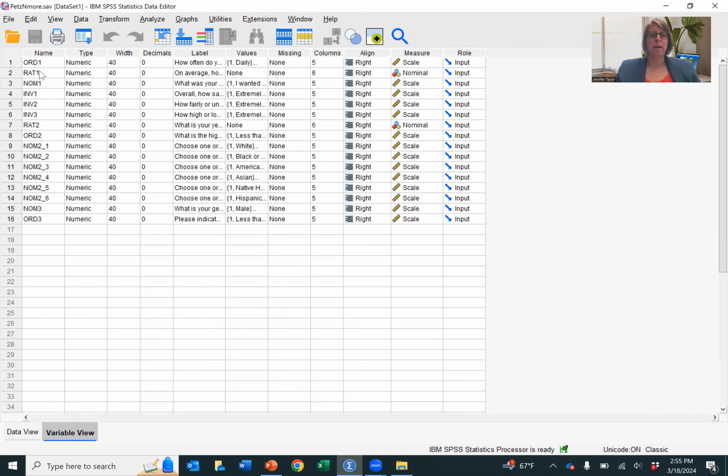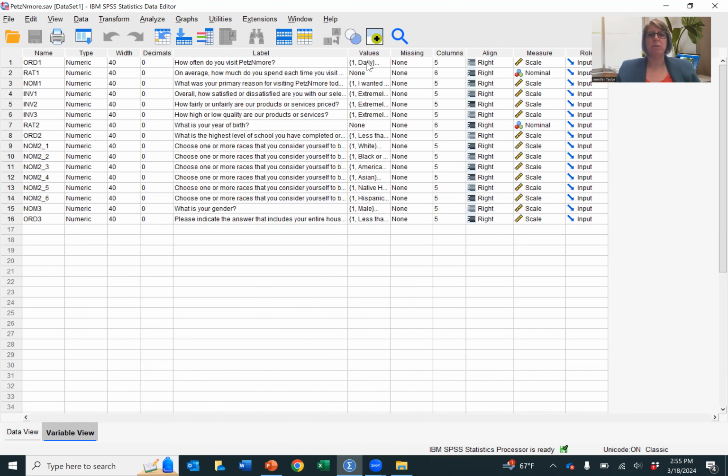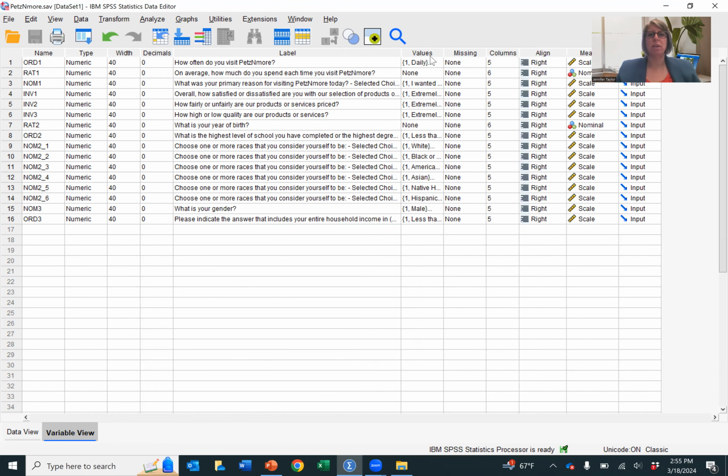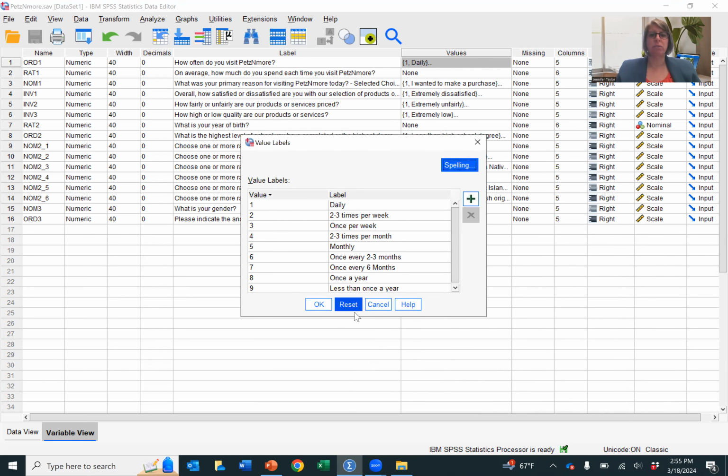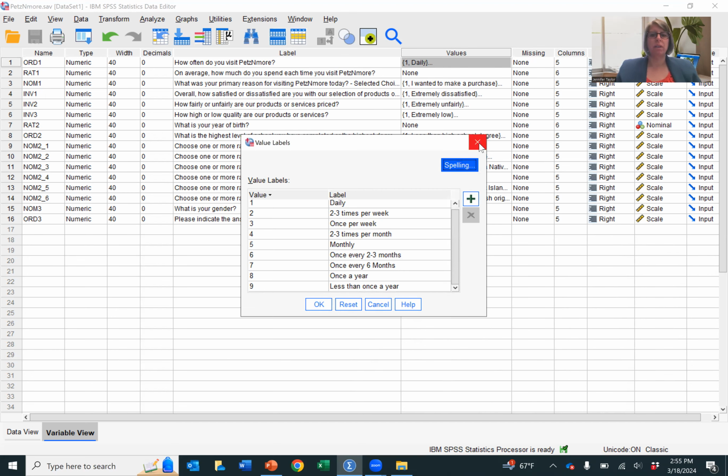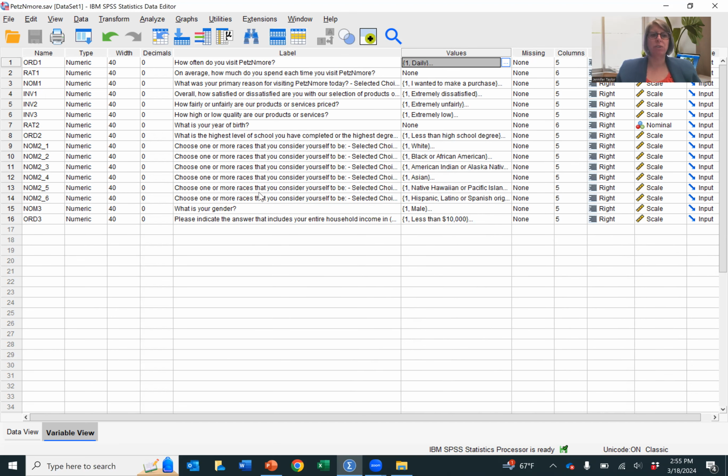And what you'll see is we have the variable names, the type, the labels, which are the questions, the survey questions (we'll open that up so you can see it), and the values, which are the answers that were available to respondents. And so you have these for all the questions. Now, I have the variable names so that ORD means ordinal, RAT means ratio, NOM means nominal, INV means interval. I usually do not label my variables this way. I'm doing it strictly to make it easier for you as you're learning how to do this analysis.